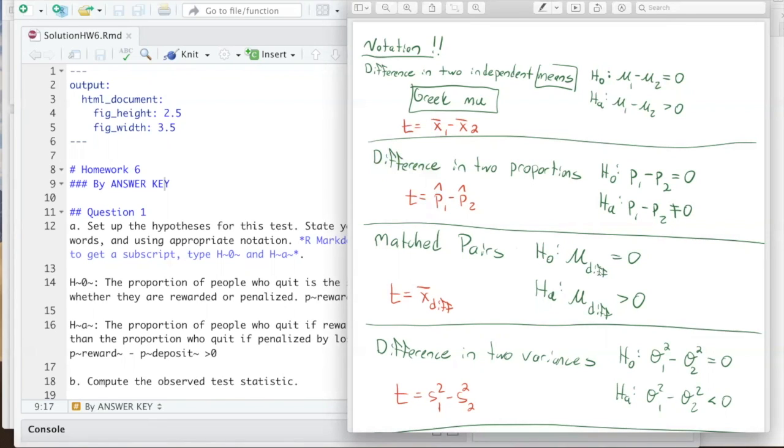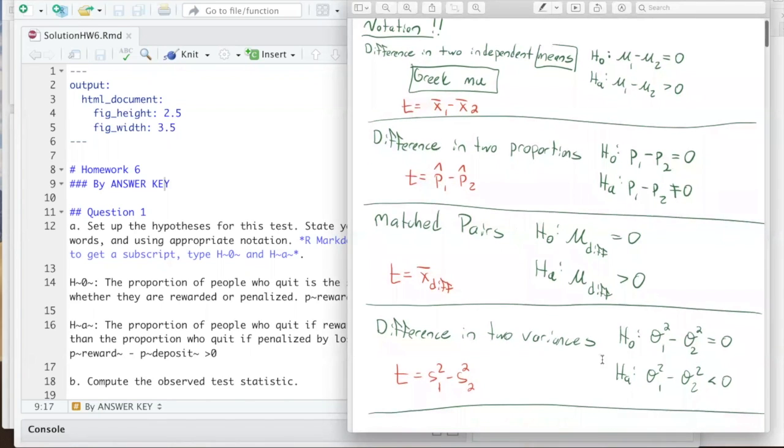For matched pairs, we're not looking at a difference of two independent means. We're looking at the mean of the paired differences. So we call that a mu with a subscript of diff to be the mean of the differences of all pairs, and we test that with x-bar with a subscript of diff. So in that very special case of matched pairs, we would use this very special notation, mu diff. And when we're testing a difference in two variances, the notation that we use is a lowercase Greek sigma. So we would use sigma 1 squared minus sigma 2 squared.